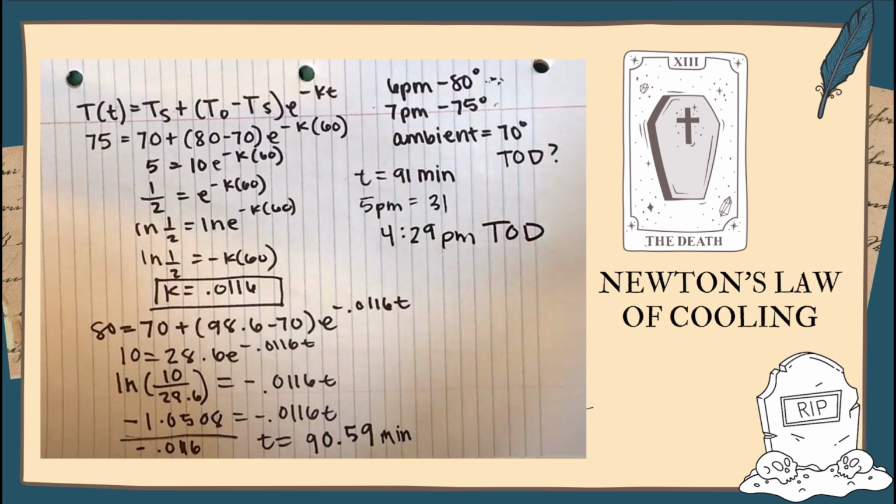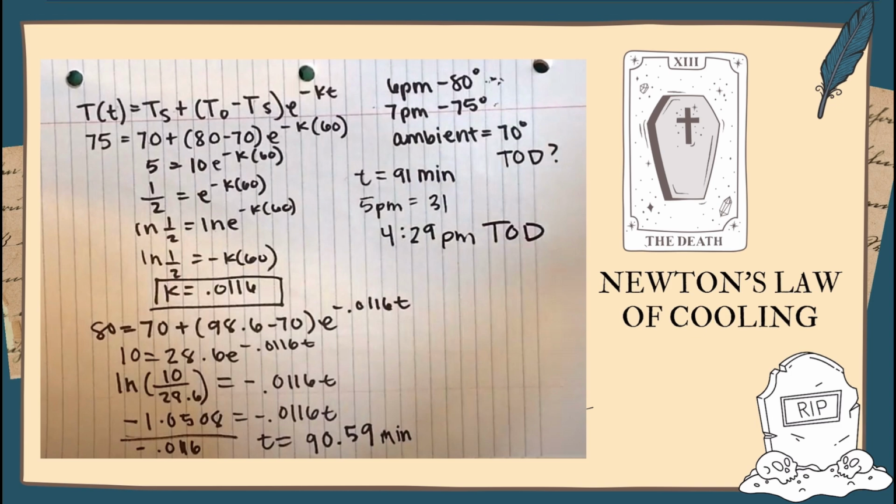So the equation is T(t) equal to the surrounding temperature plus the difference between the initial temperature of the body and the temperature of surroundings, times e to the power negative kt, where k is a constant. So we sub in 75, which is the temperature that cooled down to at 7 p.m., equal to 70 degrees, which is the ambient temperature, plus the initial temperature of the body, which is 80, minus the ambient temperature again, times e to the power negative k, and the t will be 60.